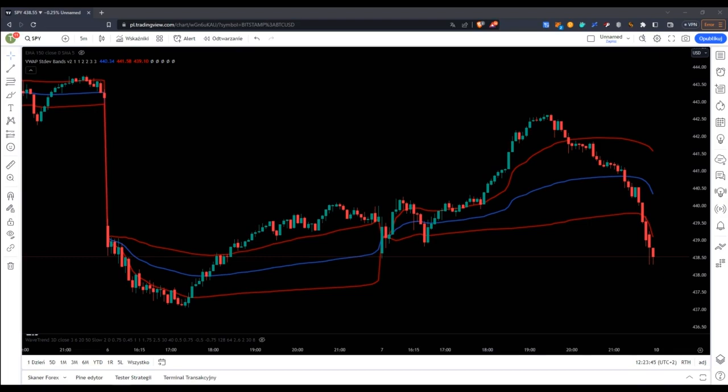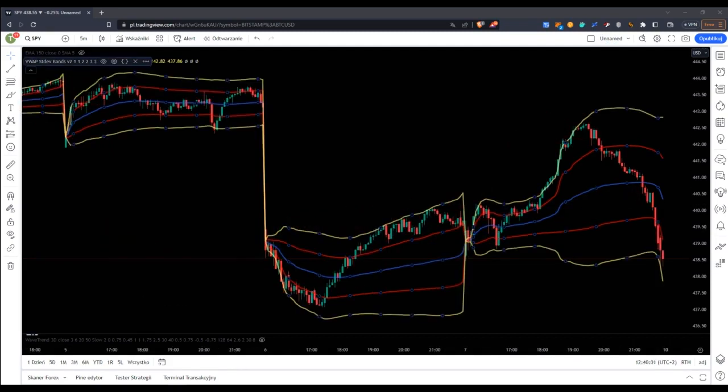The VWAP bands act as dynamic support and resistance levels. They provide traders with a visual representation of the price range around the VWAP, helping them identify potential areas of price reversal or breakouts. When the price moves close to the upper band, it suggests overbought conditions, while prices nearing the lower band indicate oversold conditions. That's going to be very important when we jump into the trading strategy, and we are going to do that right here, right now.